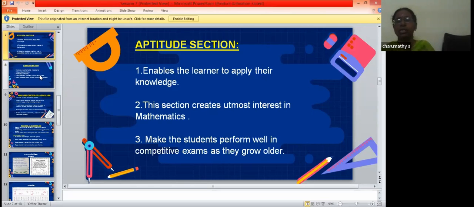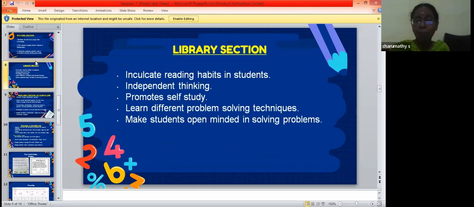Questions, questions, questions. So now the system has changed, and we also have to adapt ourselves to the new system. So change according to the changing times. That is what is expected from the maths teacher and even from the other teachers. That's all. So let us learn and let us also adapt ourselves to the changing times. Next is the library section.